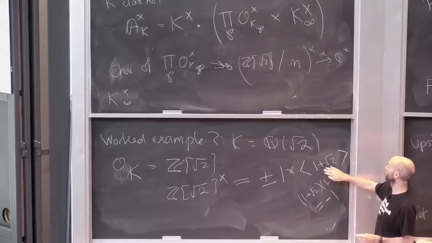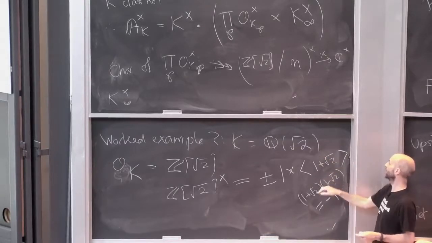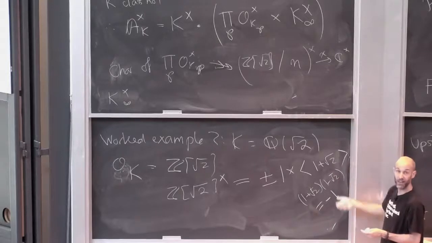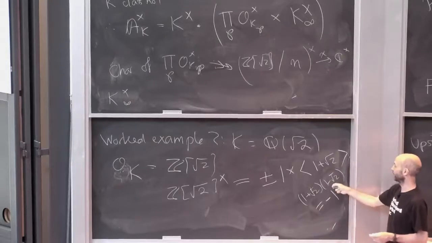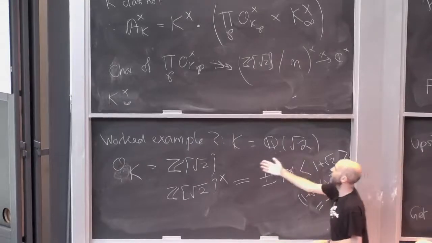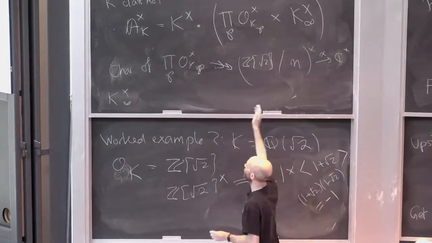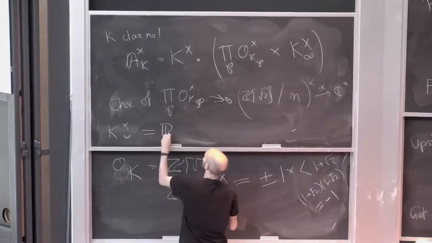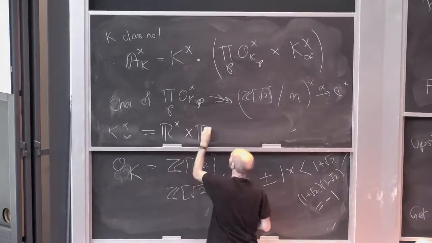Right, 1 plus root 2 to the power of 1,000,000. One of these maps sends 1 plus root 2 to the power of 1,000,000 to a gigantic number. The other one sends it to a really tiny number, because it sends it to 1 minus root 2 to the power of 1,000,000, and 1 minus root 2 has norm less than 1. So these are 2 utterly unrelated, completely topologically different copies of the real numbers. So this is R star cross R star.